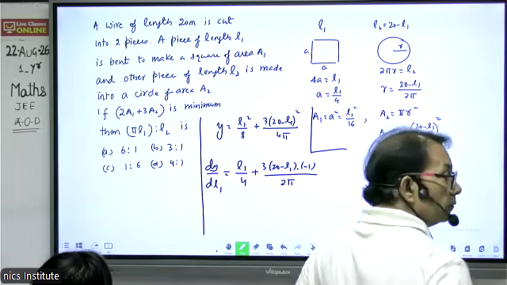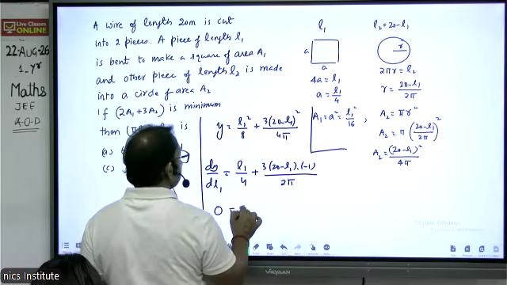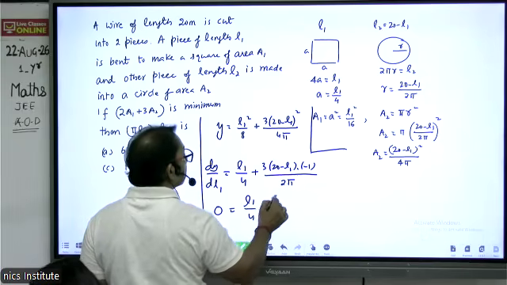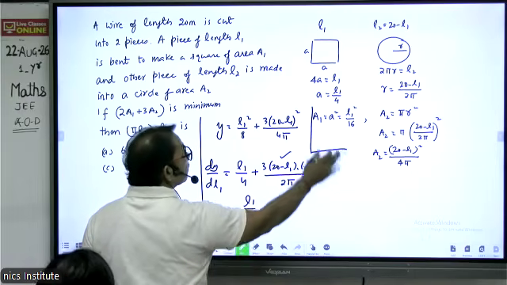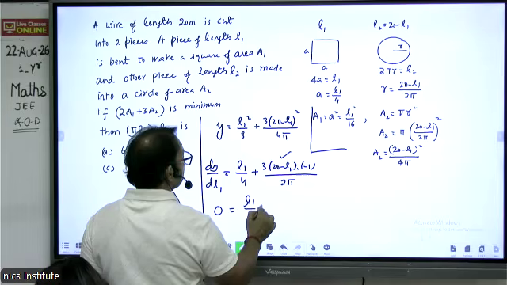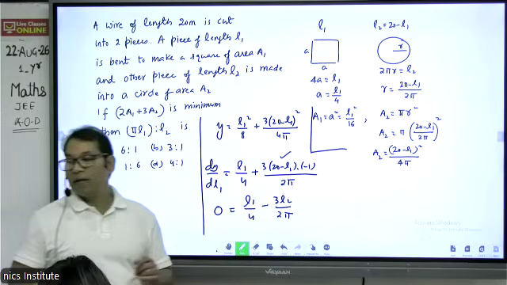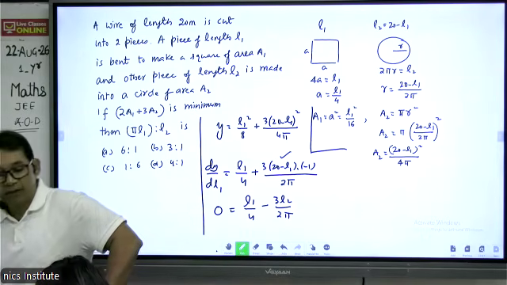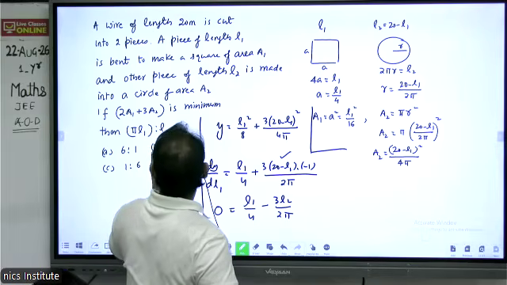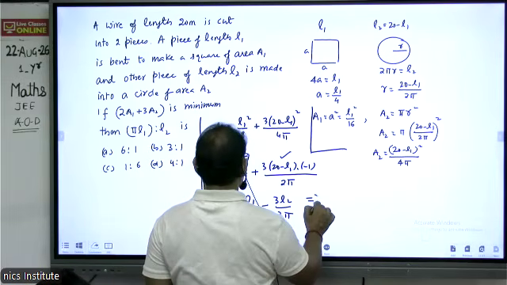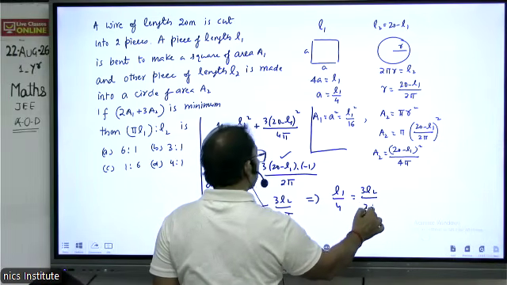Now this is equal to 0, and one smart thing you can do is that rather than finding L1, you replace 20 minus L1 as L2, because 20 minus L1 is L2 only. So minus 3 L2 by 2 pi. Don't find L1 because we know it is the point of minima only. Straight away get the ratio. So this is L1 by 4 equal to 3 L2 by 2 pi.